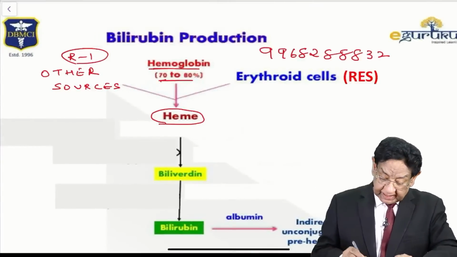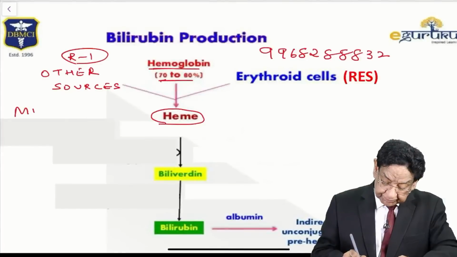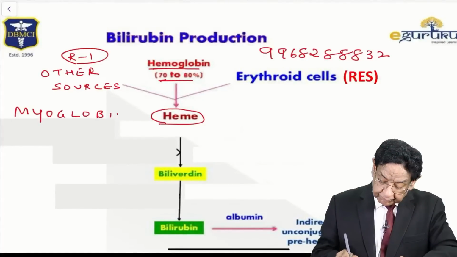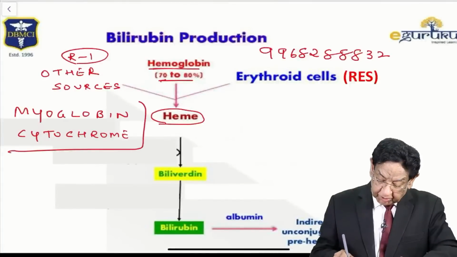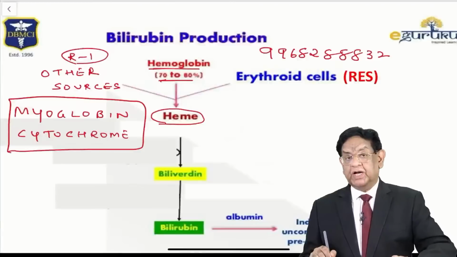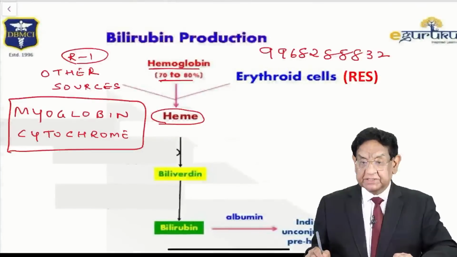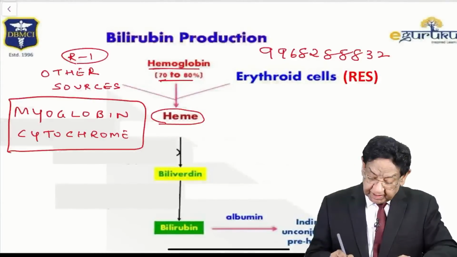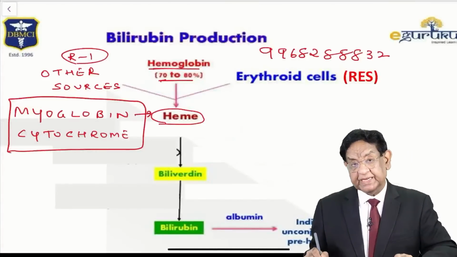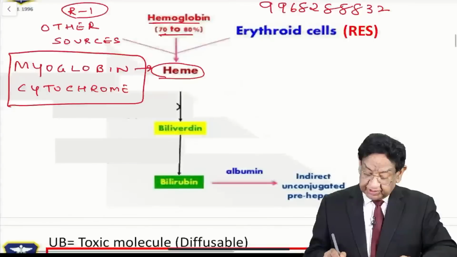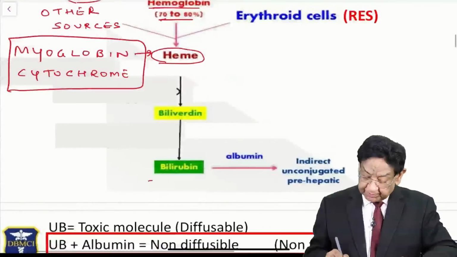Okay, well, the answer is myoglobin and cytochrome. Make a box of this line also. So now you got additional knowledge that 30% of the heme comes from these, and 70 to 80% comes from hemoglobin. Now this gets converted into biliverdin, and biliverdin is converted to bilirubin.